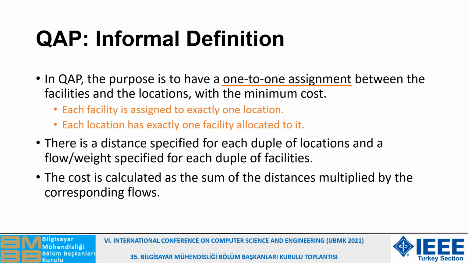There is a distance between each pair of locations, and there is a weight, or flow, specified for each pair of facilities. The cost is calculated as the sum of the distances multiplied by the corresponding flows.